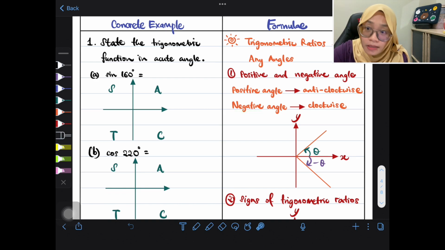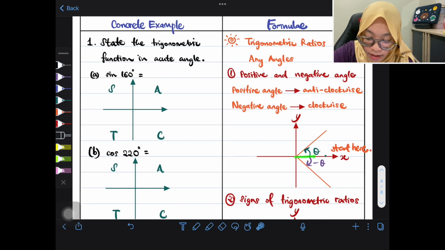How to read the positive angle? How to read the positive angle is just by anti-clockwise from here only. Okay, start from here. Let me write it down. Start here, start reading here. This is where you read them. You read them from this paksi X on the right hand side, yeah.